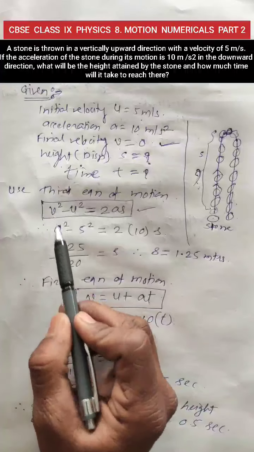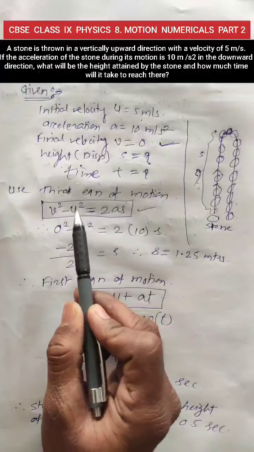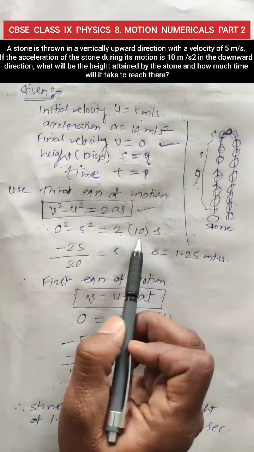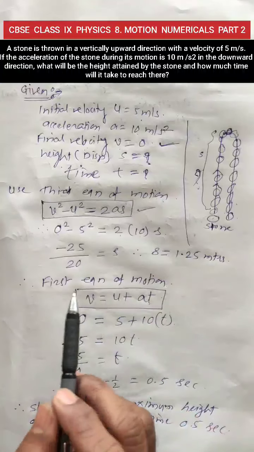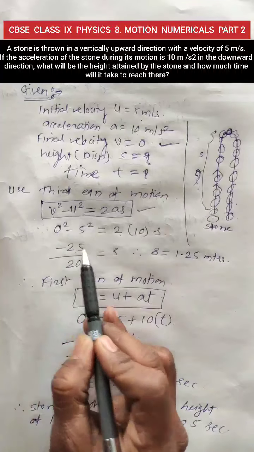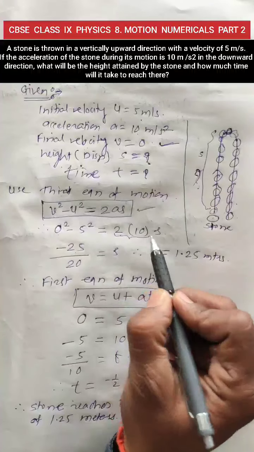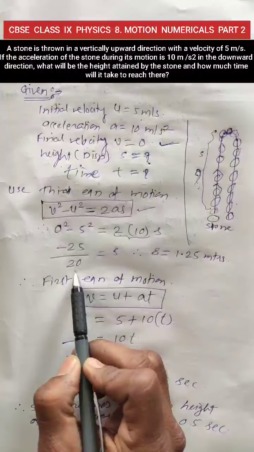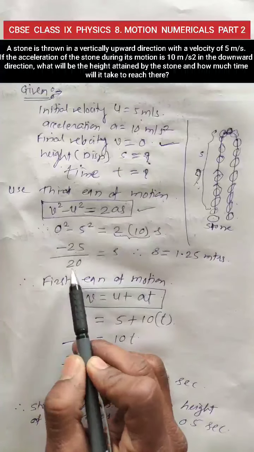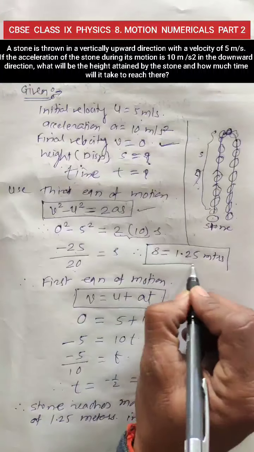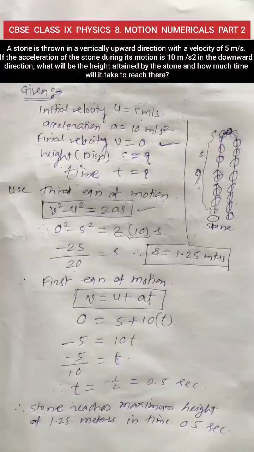After putting the values, v is equal to 0 square minus u, the value is 5, so 5 square, is equal to 2 as, where the value of a is equal to 10 and s is the displacement. After solving, 0 minus 25, and 2 into 10, that means the 20 is in multiplication. After transferring to this side, it will be in the denominator. So minus 25 upon 20 is equal to s, and here s is equal to 1.25 meters. Understand? So this is the height covered by the stone.